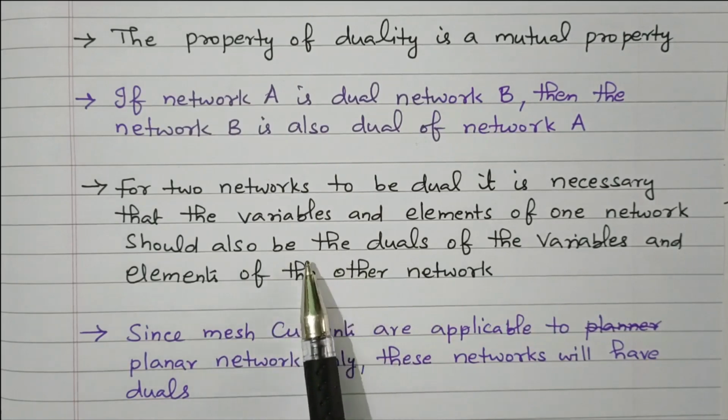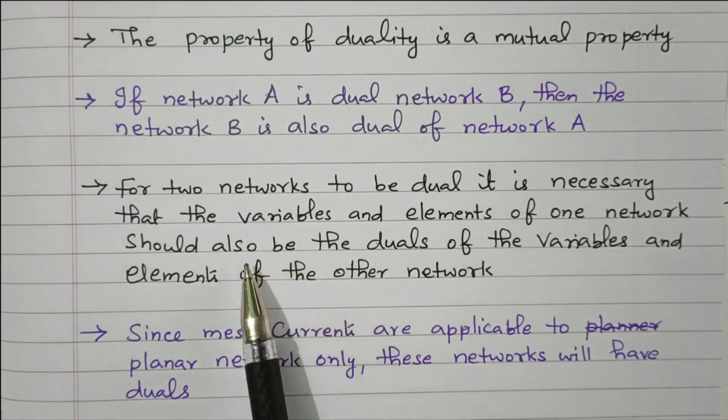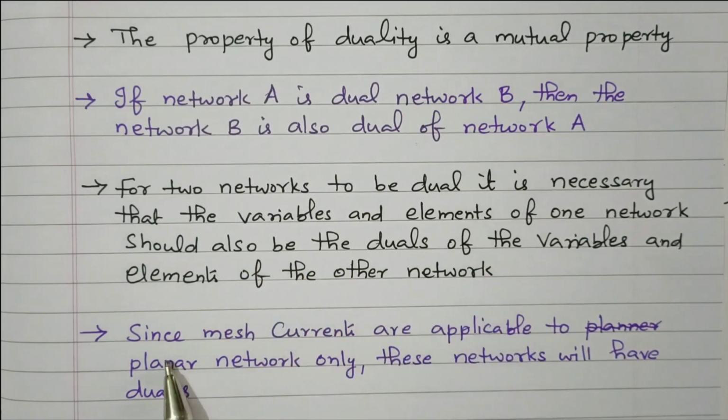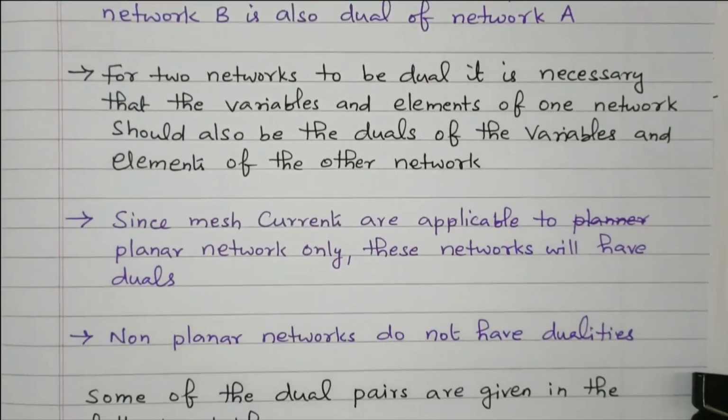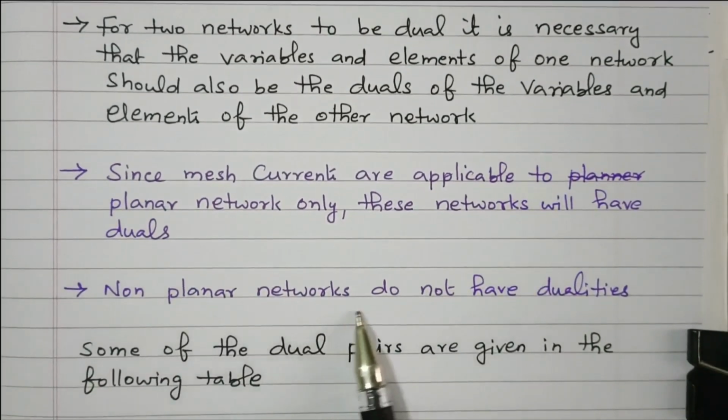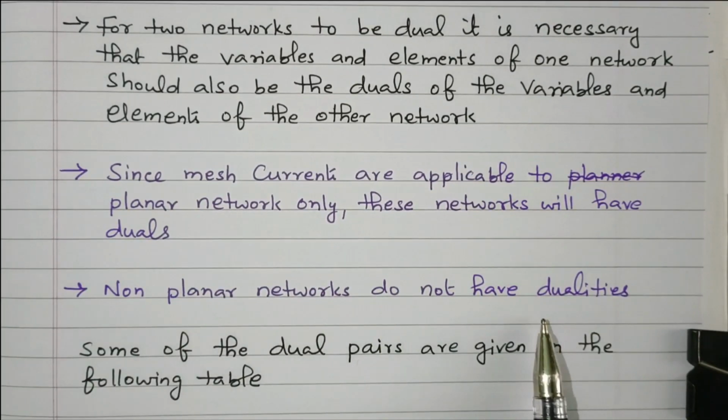So the variables and elements are available in network 1 as well as network 2. Since mesh currents are applicable to planar networks only, only these networks will have duals. So duality is applicable for the planar network. Then what about the non-planar network? The non-planar network does not have duality. Only the planar network can have duality. Some of the dual pairs are given in the following table. Now we will see what dual pairs are available in the electrical network.